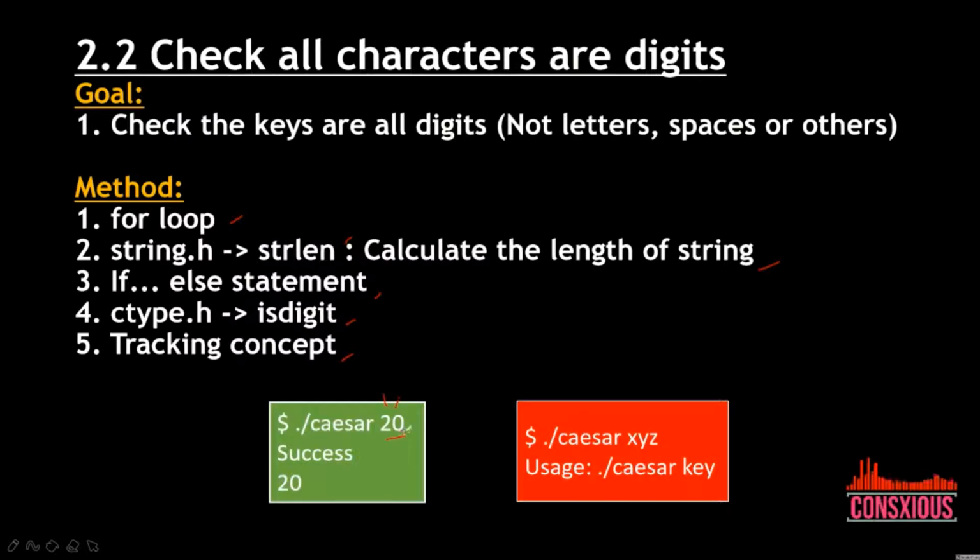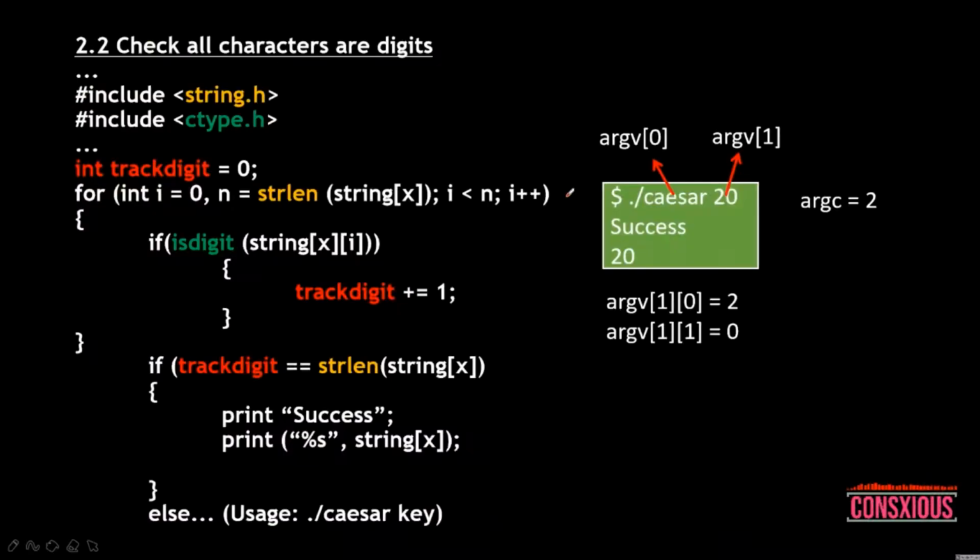For example, if the user keys in 20, this is what we want. So we're going to print success, and we also repeat what the user typed in, the string here. If the user keys in, for example, alphabets here, you can't see because it's red color. So if the user keys in XYZ, it's not a digit, so we will give feedback to the user that this is not what we want. Alright. So this is the basic concept.